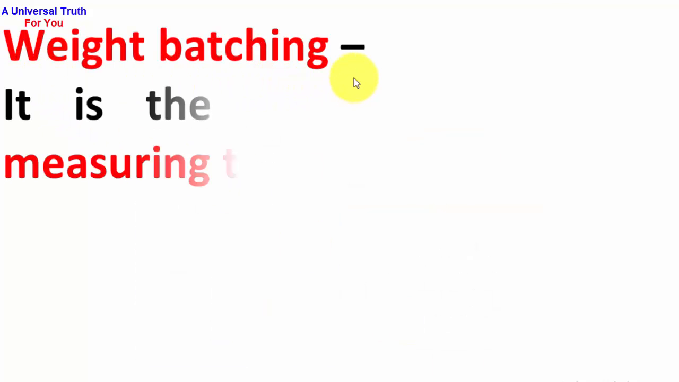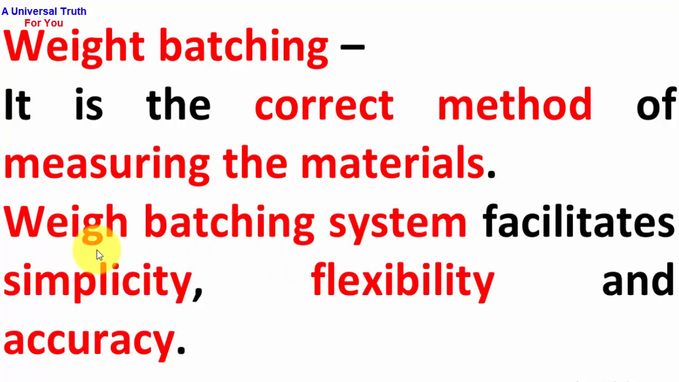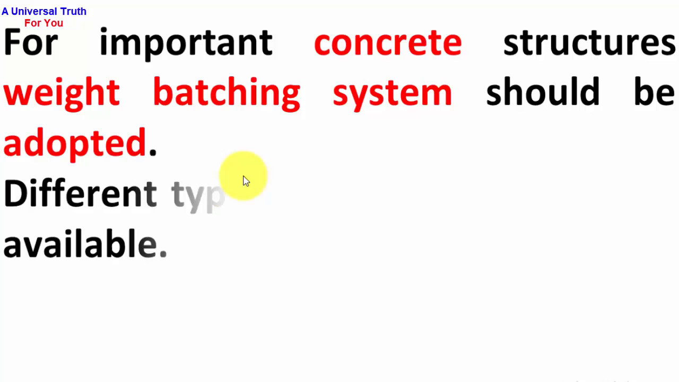Weight batching. It is the correct method of measuring the materials. Weight batching system facilitates simplicity, flexibility, and accuracy. For important concrete structures, weight batching system should be adopted.